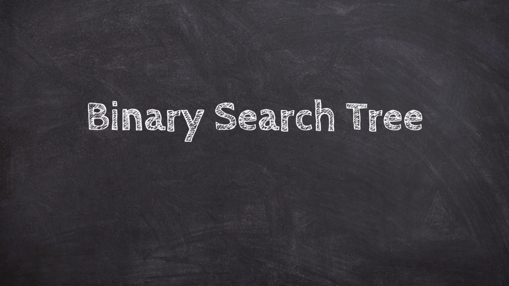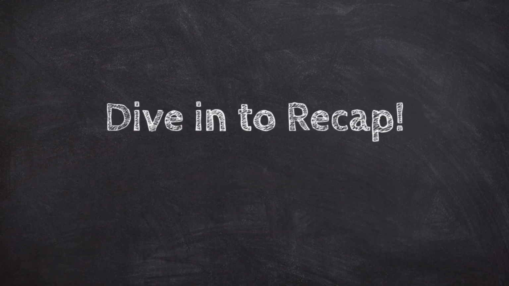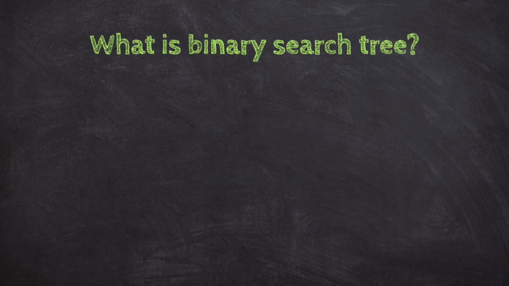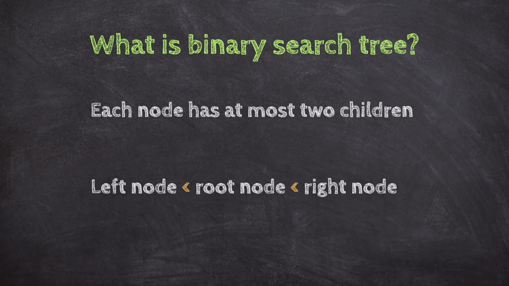Today's topic is binary search tree, insertion, and deletion. Before we dive into that, let's do a quick recap of what a binary search tree is. So, what is a binary search tree? A binary tree means each node has at most 2 children. The left child is smaller than the parent node, and the right child is bigger than the parent.